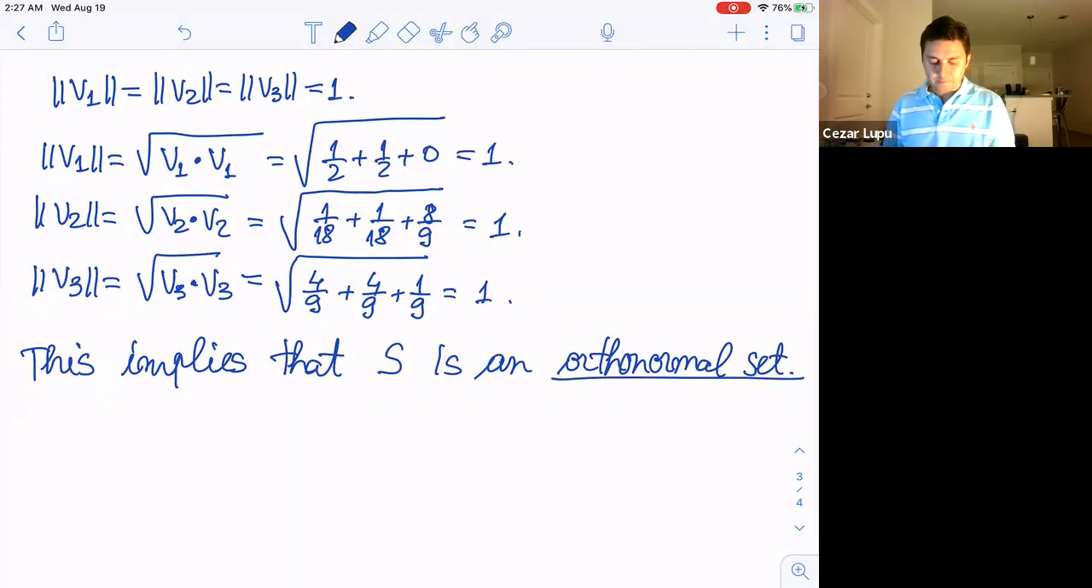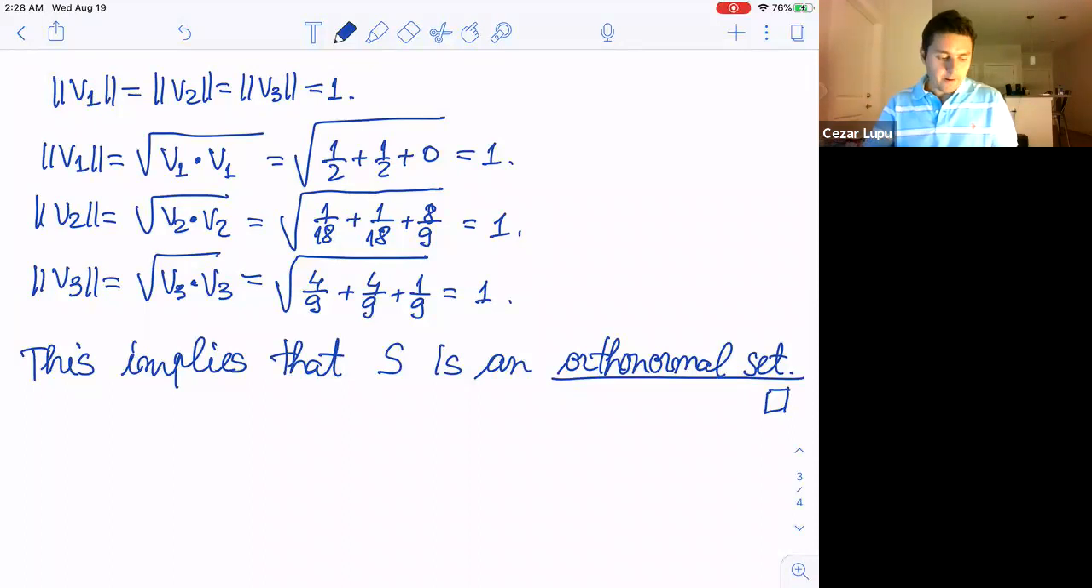Okay, so this was pretty straightforward. As you can see, these three vectors, if we want to represent them geometrically, do not lie in the same plane. That's the funny story about these three vectors. All right?